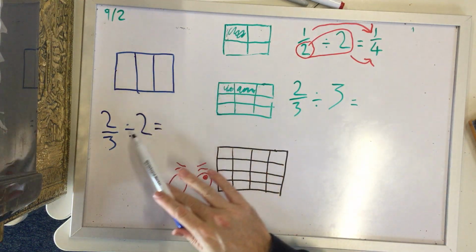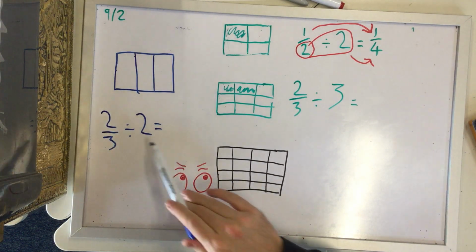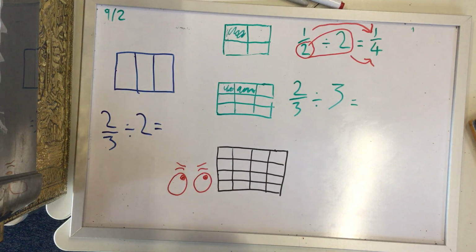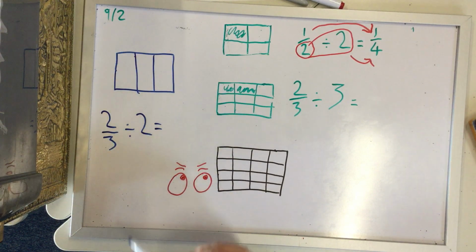To start with, we've got our numerator and our whole number that are the same. Our divisor, we call this number, don't we? The divisor, the number we're dividing by. So we're going to divide 2/3 by 2.